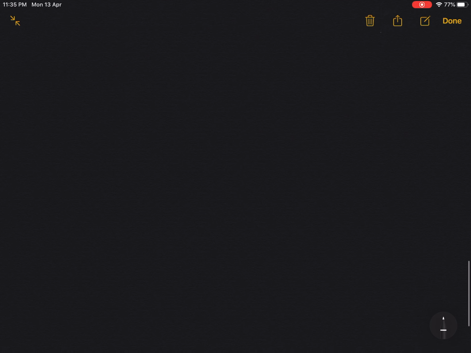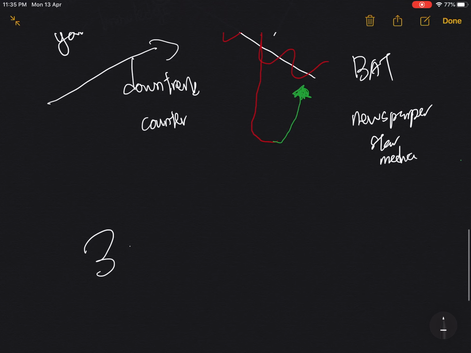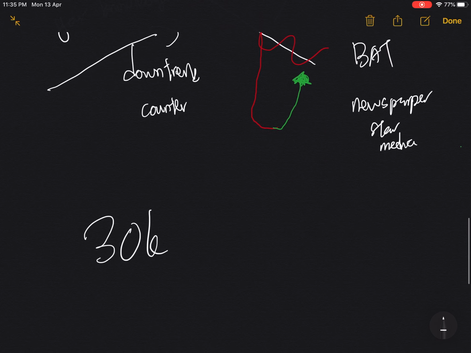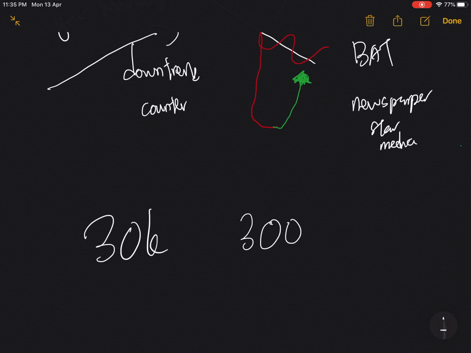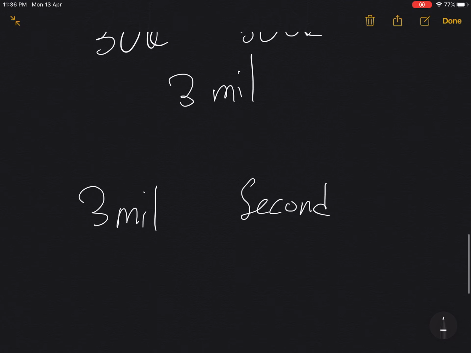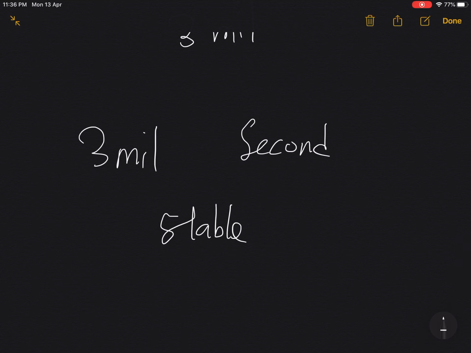For example, if I have only 30k, I'll choose the first one, because I want to grow my 30k into 300k, 3 million. Unless you already have 3 million, then you choose the second one. Okay, the so-called stable and good dividend. So it really depends on you.